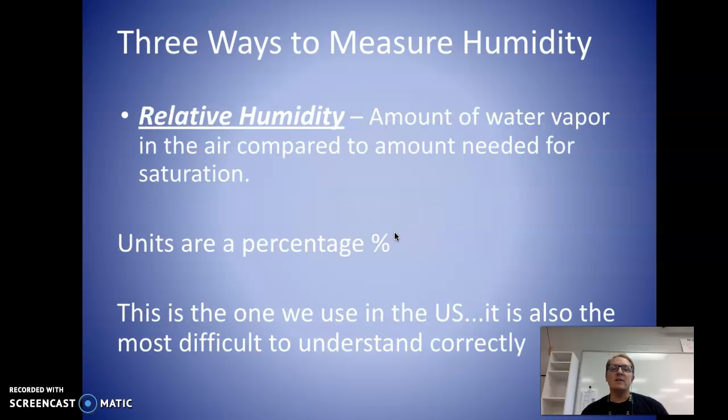The third one is relative humidity. This is the amount of water vapor that we have in the air compared to the amount that we would need for that air to become saturated. And by saturated, I just mean 100% full of water vapor, okay? This gets reported as a percentage, and this is the one that we use in the United States, which is interesting because it's also the most difficult to understand. Why would we have gone with this one? I don't know, total speculation, because we like percentages. People like to hear, instead of grams per cubic meter, they want to hear 72%, right?